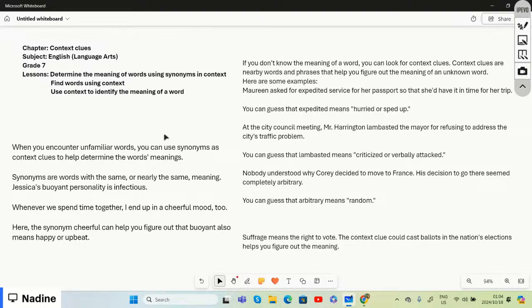And the lessons that we are going to be focusing on under the chapter of context clues is to determine the meaning of words using synonyms in context. We're going to find words using context, and we're also going to use context to identify the meaning of a word.